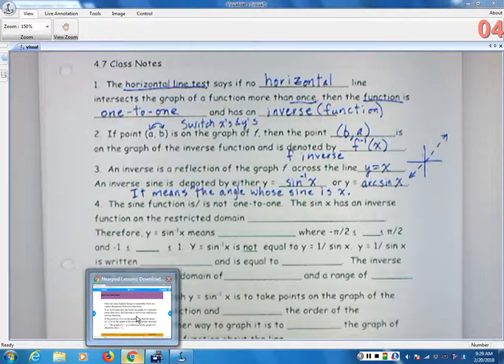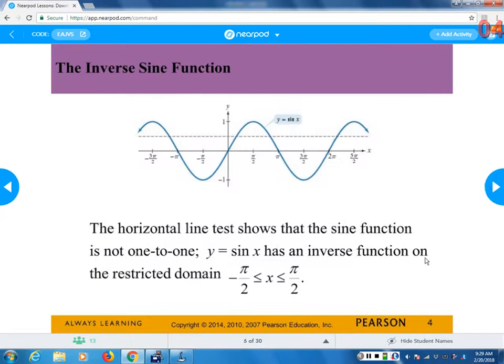Okay, now we're going to look at the sine function here on our slideshow. And if we draw a horizontal line there, do we go through more than one point? Yeah, so it's not one-to-one. So you have to memorize these restricted domains. So we're going to restrict the domain for the sine function to be from minus pi over 2 to pi over 2, from here to here, and then it will have an inverse. We're just using this part of the graph.